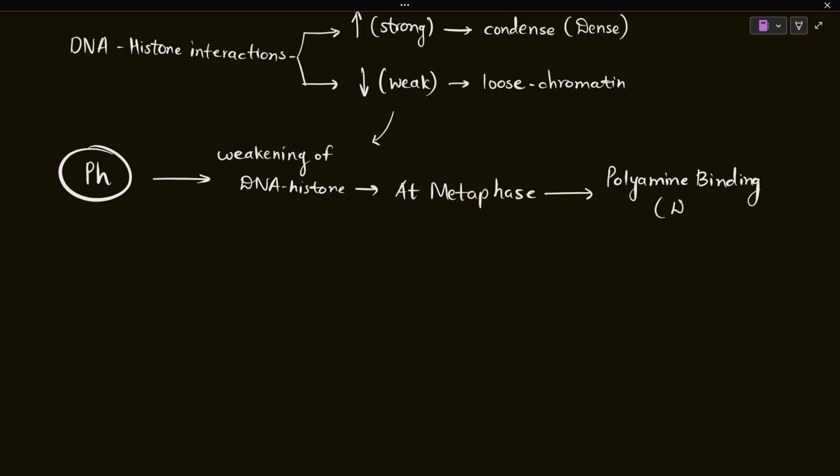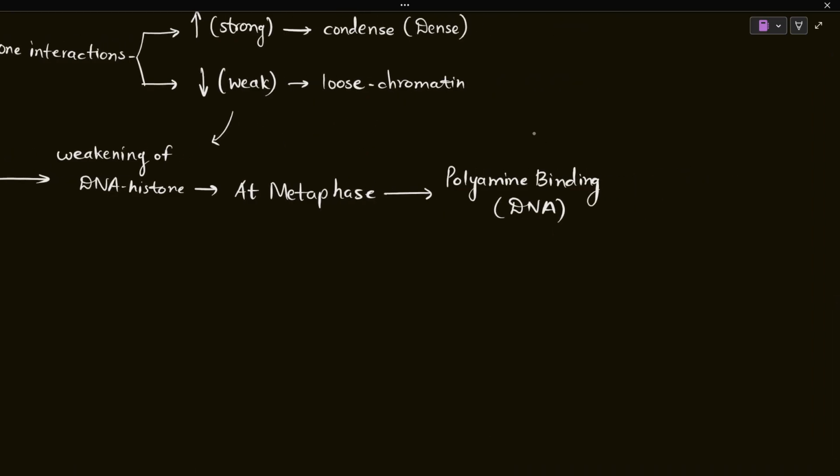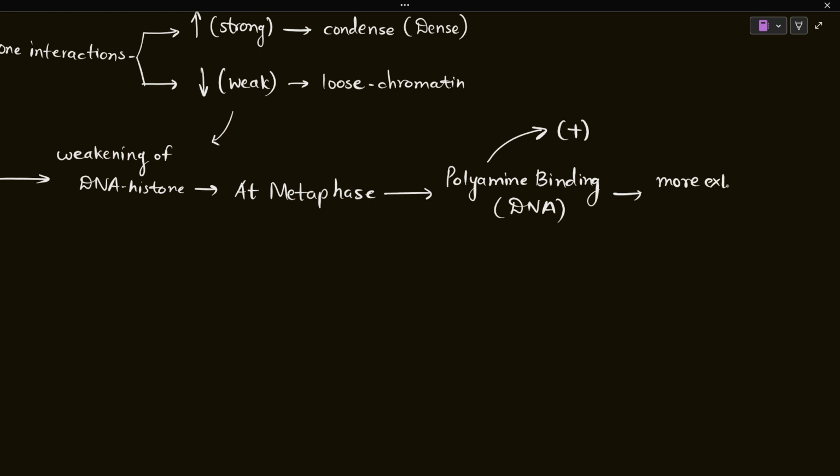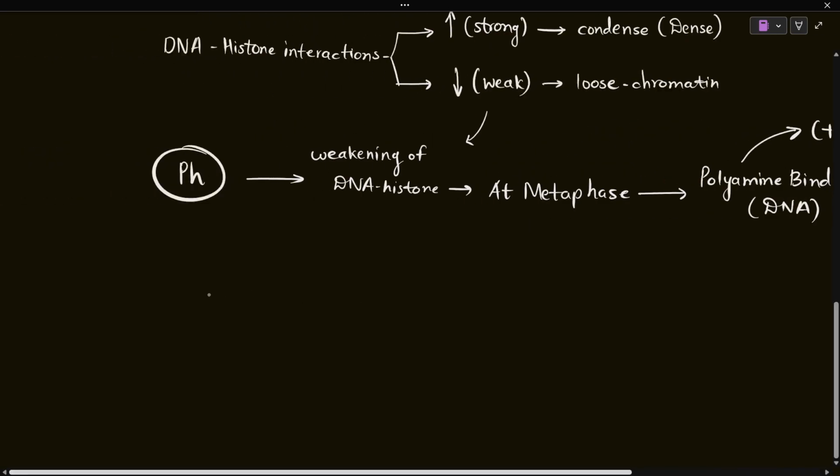So where does it bind? It binds to the DNA. So what are polyamines? Polyamines are positively charged moieties, and they are very small. Compared to histones, they bind more extensively to DNA.